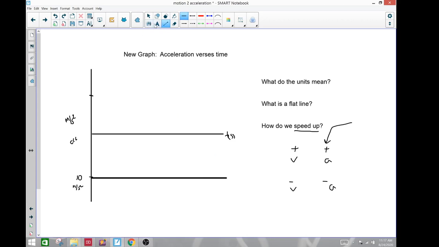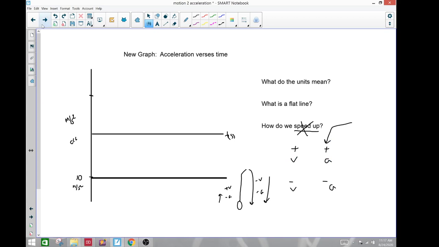So can we tell if we're speeding up or slowing down here? If I throw a ball up and it comes back down, the acceleration never changes. So here I have a positive velocity, negative acceleration, and negative velocity, negative acceleration. Here I'm slowing down, and here I'm speeding up. So I really can't tell if I'm speeding up or slowing down from this graph. I can just tell half of it.